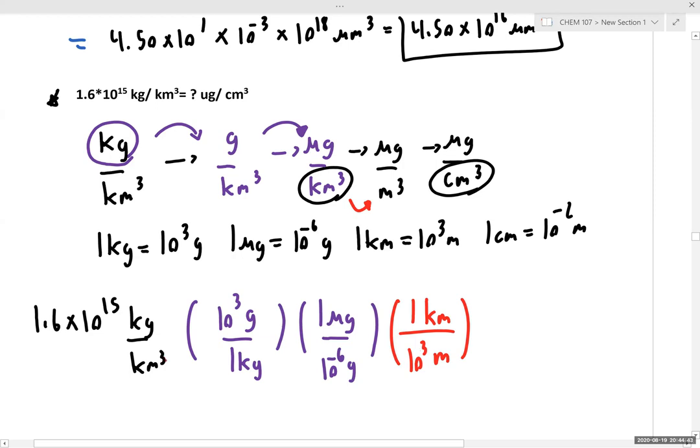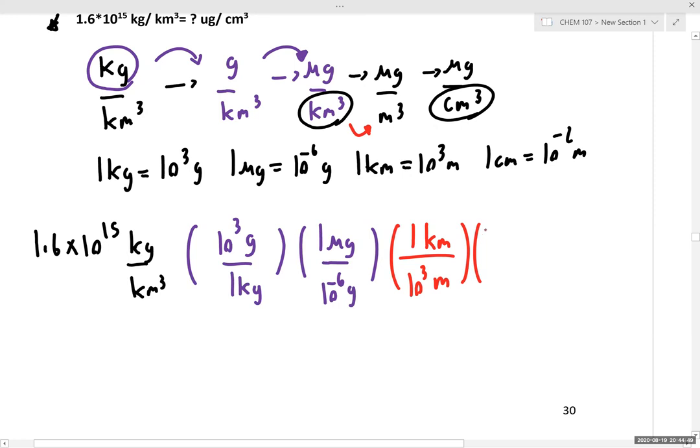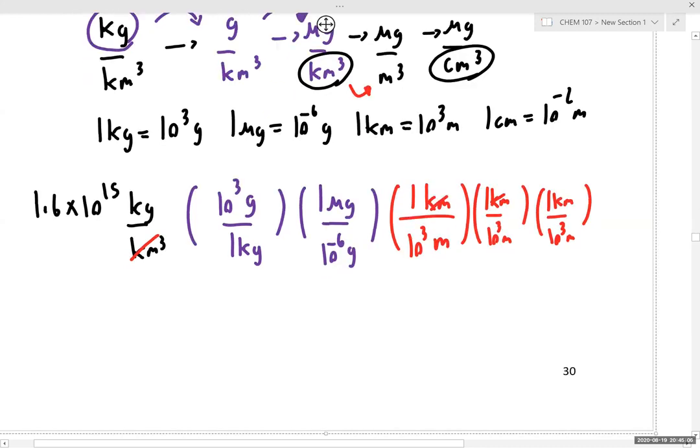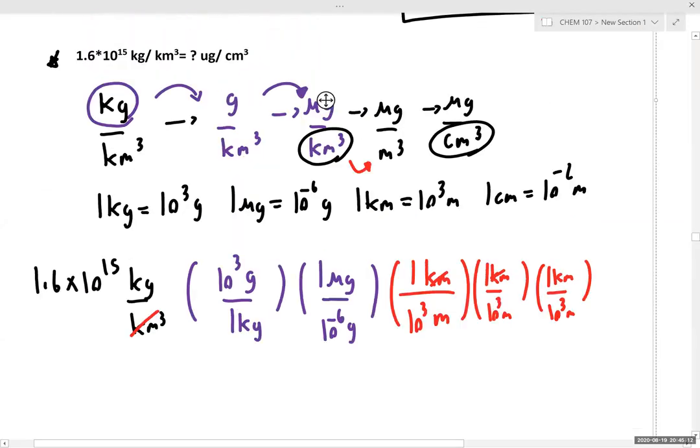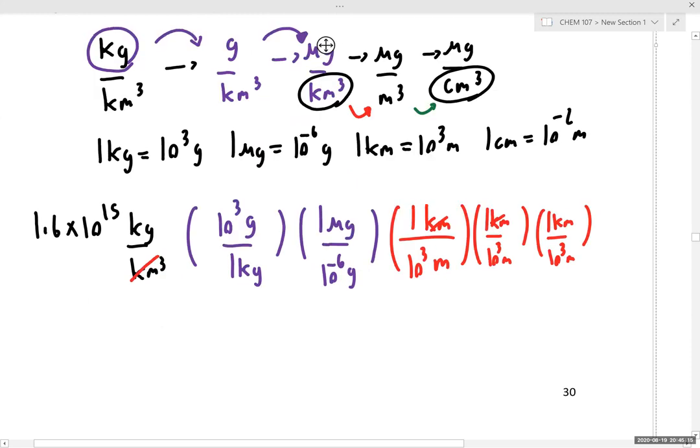Now, since it's a cubic unit, we're going to need to write out our conversion factor a total of 3 times to cancel each of our kilometer units. Okay. Now for the final part of our conversion, we're going to need to go from meter cubed to centimeter cubed. So then we're going to put centimeter on bottom. So we know we have 10 to the negative 2nd meter per centimeter.